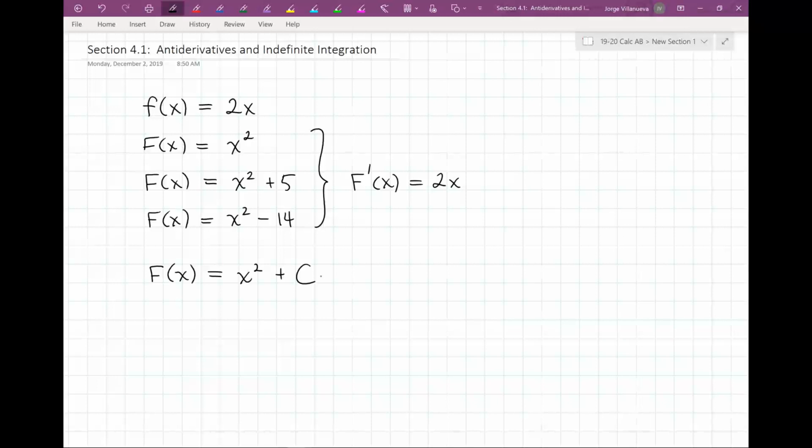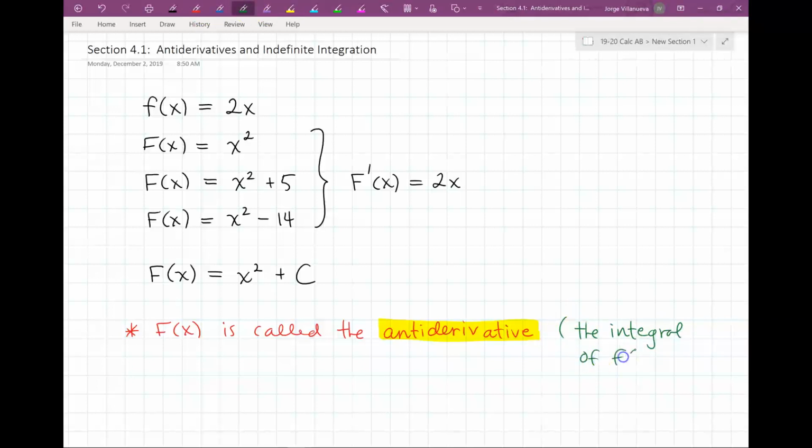So again, big F of x is called the antiderivative. Now, usually we actually call it the integral, okay? So we'll say the integral of f of x. So you could call it antiderivative, you could call it the integral. You're going to notice I tend to call it the integral just because antiderivative doesn't roll off the tongue as easy as integral. So I prefer just saying integral. But both of them can be used however you'd like.